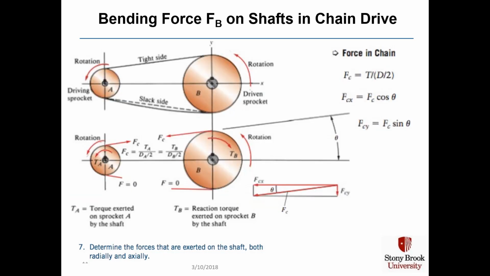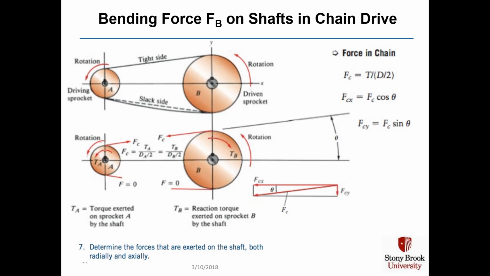We have to determine the bending force F sub B on the shafts in a chain drive. And here what you have is a scenario where we know that the force in the chain drive in the x direction is F sub C times cosine theta, where you can see in the lower right hand corner of the slide we actually have a little triangle drawn for you.